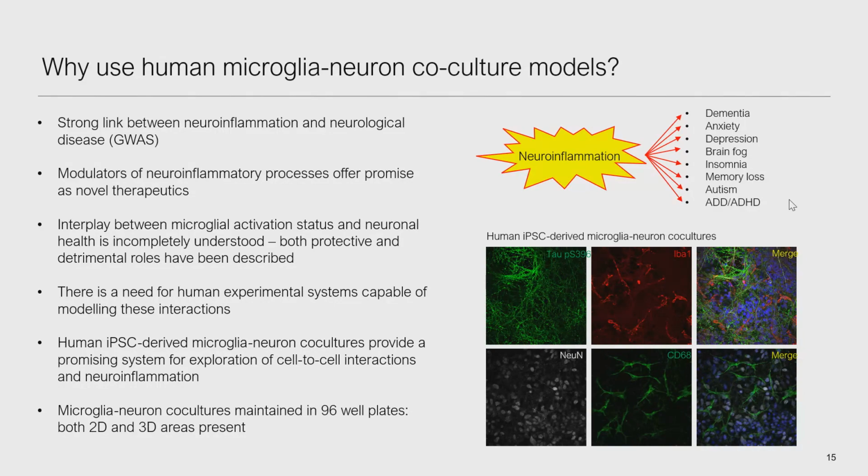It's quite a complicated picture though. So microglia activation status isn't fully understood at different stages of disease. There are potentially both protective and detrimental roles that have been described. So I think there's been a real need for human in vitro systems that are quite flexible to allow us to really unpick what's going on and how microglia could be modulated therapeutically. So we work with microglia neuron co-cultures in 96-well plates, and these cultures have both 2D and 3D areas present, but they are in a 96-well plate format.